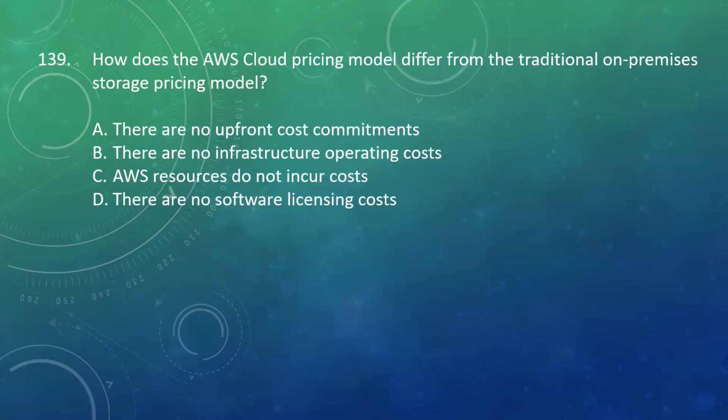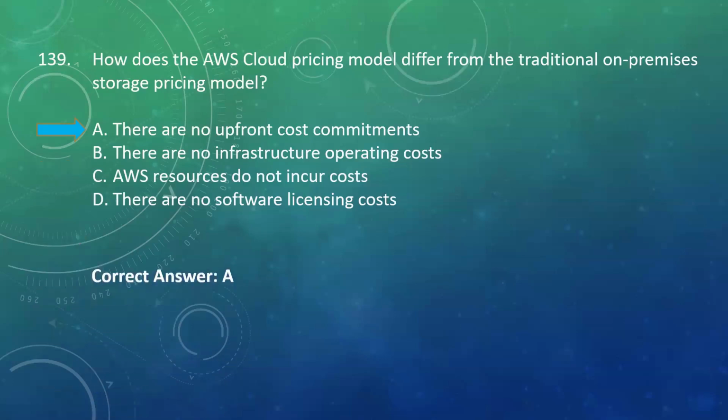How does the AWS cloud pricing model differ from the traditional on-premise storage pricing model? Your options are there are no upfront cost commitments, there are no infrastructure operating costs, AWS resources do not incur costs, there are no software licensing costs. The AWS cloud pricing model differs from the traditional on-premise storage pricing model in several ways. One of the primary differences is that there are no upfront cost commitments with AWS.